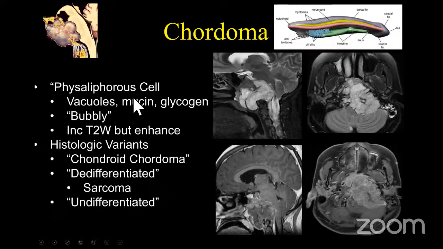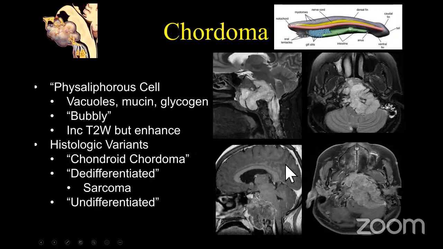And it's due to the fact that chordomas contain these unique cells that are called physaliferous cells that contain mucin and glycogen. So even though they are solid, this gives you an almost fluid, not necessarily a fluid appearance, but a mucoid appearance. So it can be a bit confusing at times. So always remember to look at the contrast enhanced images to make sure it's solid.